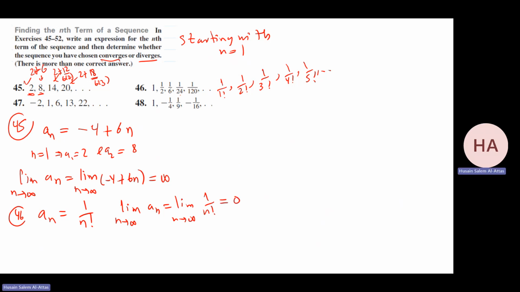47. What will be 47? How to check it? At n equal 1, I have a1 equal minus 2, a2 equal 1, a3 equals 6, a4 equal 13, a5 is 22. That will be what?